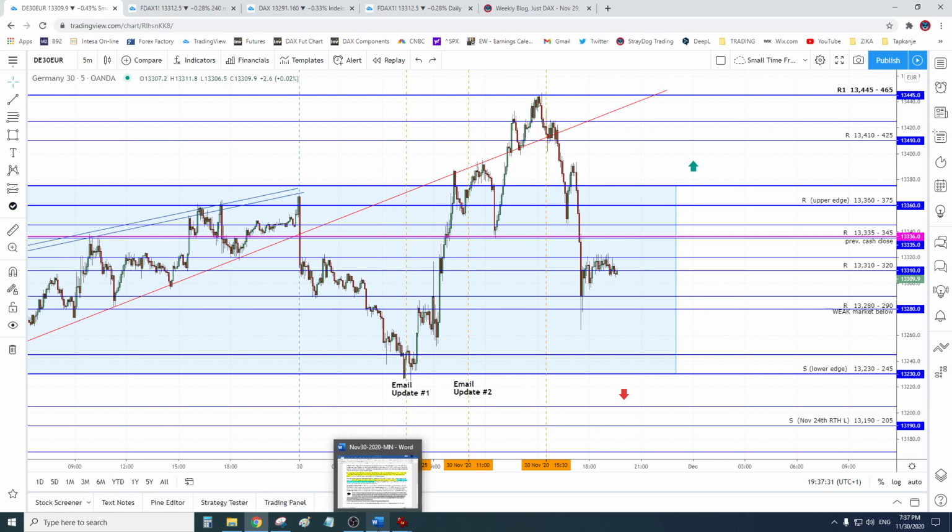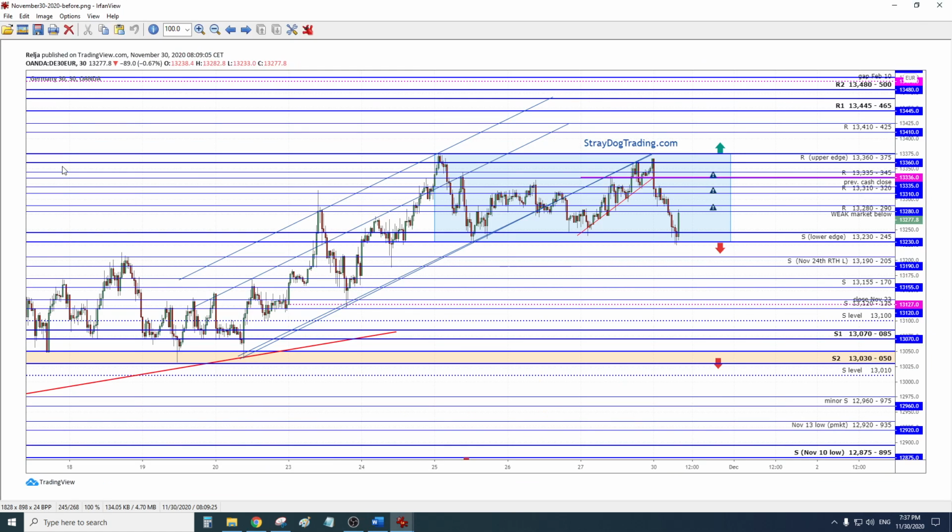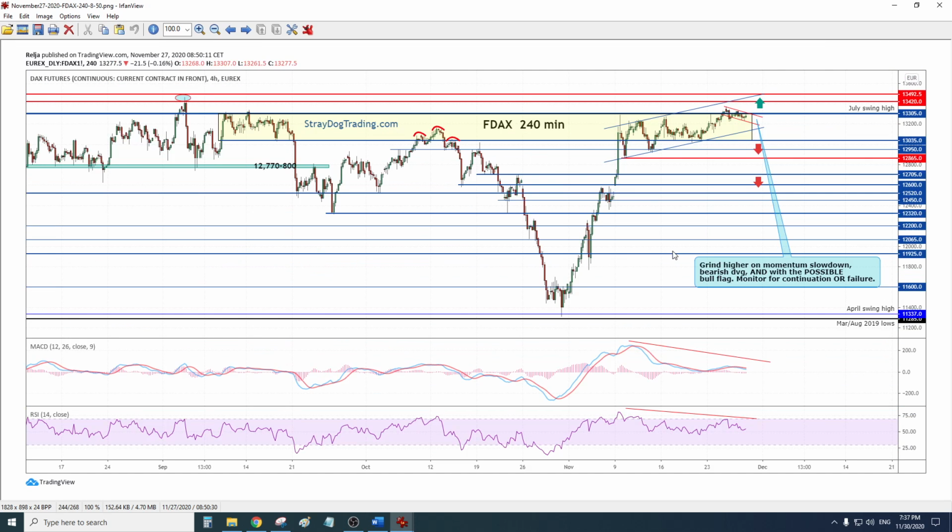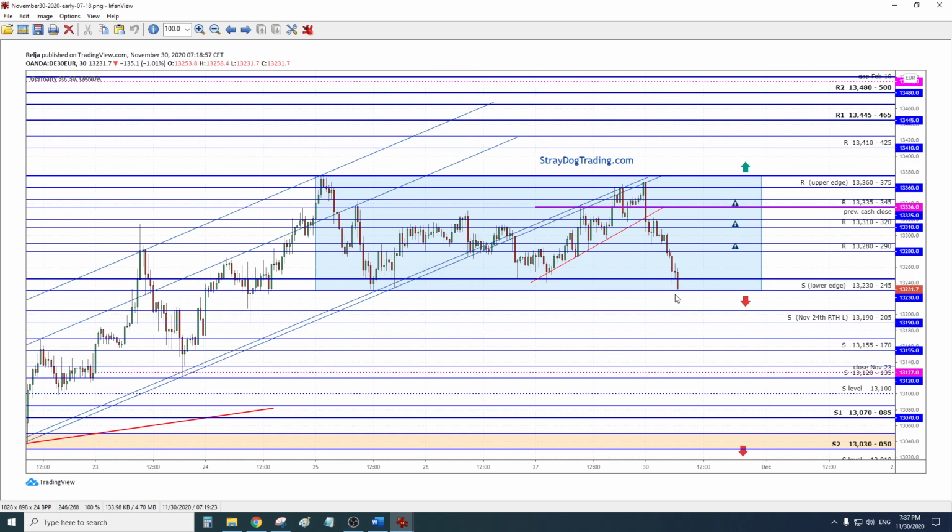So this was the before chart, made at 8:09. The early version was made before. This is it. Look how this is looking now, 7/18. This is a scary looking candle. You could think, wow, they're going under.